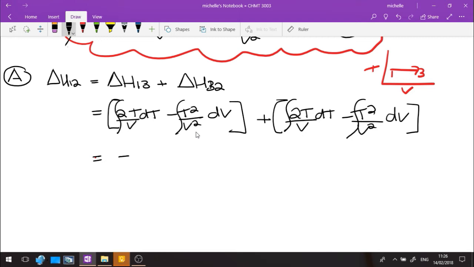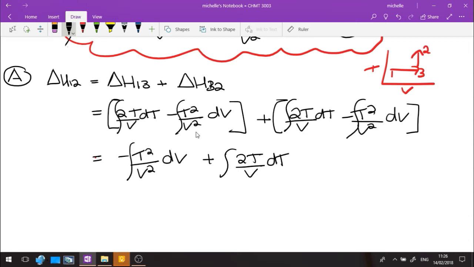So therefore I got minus t squared over v squared dv. Okay, that's fine. And then going up from 3 to 2, what does that mean? From 3 to 2, that means t is changing but v is constant. So then that means I've got plus the integral of 2t over v dt.